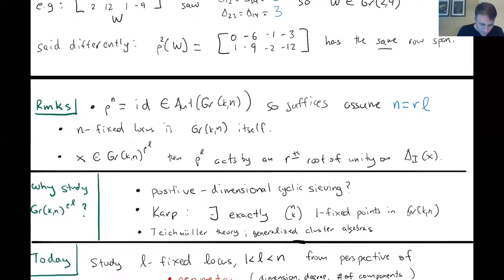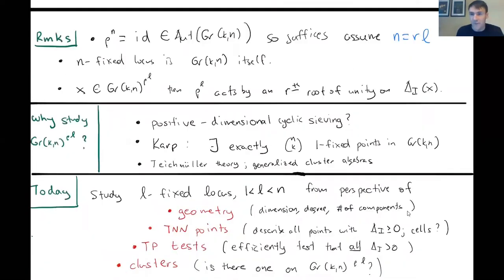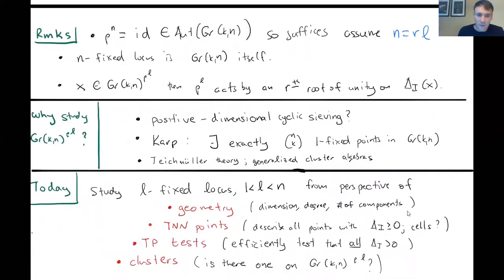Okay, so what kind of theorems do I want to show you today? I'll show you 4 theorems. All of them describe the rho to the L fixed locus from 4 different perspectives. The first perspective is complex geometry or algebraic geometry. Is this an algebraic variety? What's its dimension? Does it have components? What's its degree in the Plücker embedding? Is it smooth? Things like that. Is it a familiar variety like a Schubert variety?